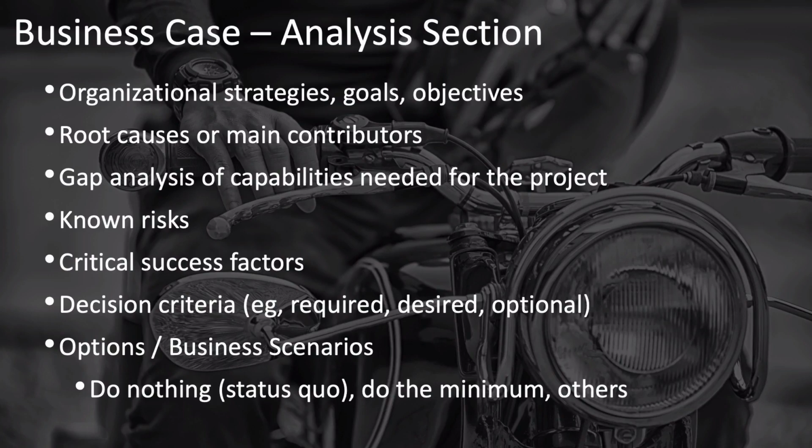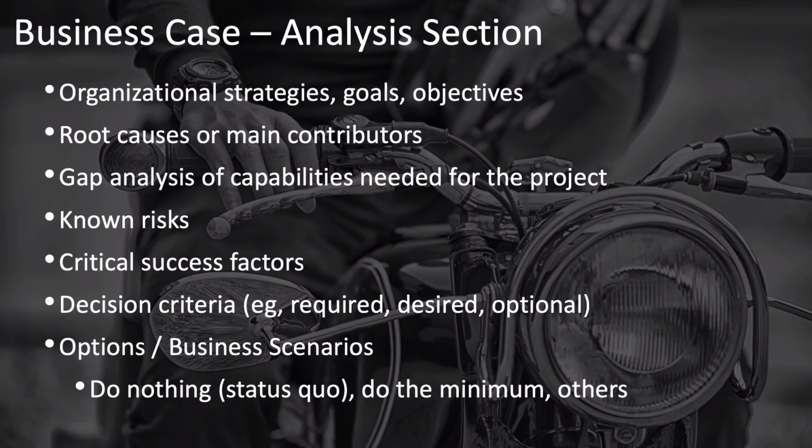The first option should be the business as usual option, do nothing, or the status quo. And the next option should be, what's the minimum that we can do to meet those required elements to address this problem? And then there should probably be a few other options that include some of the desired or optional characteristics or features.